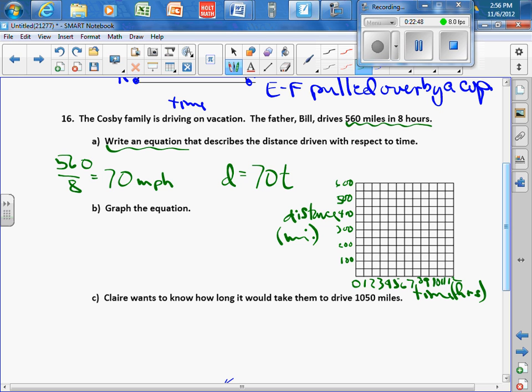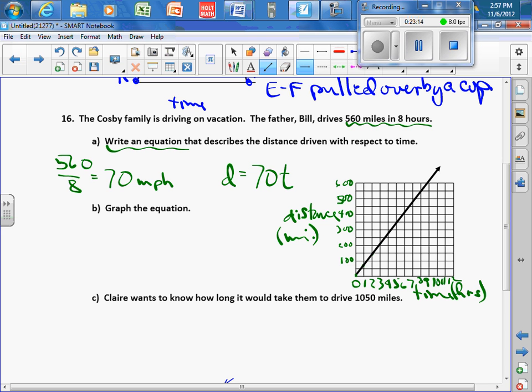So at 0 hours, I drive 0 miles. After 1 hour, it's 70. So that would be about here. 2 would be 140. That would be about here. 3 would be 210, about here. And I can draw my line using those points. That's about how it would look, and so that's graphing the equation.